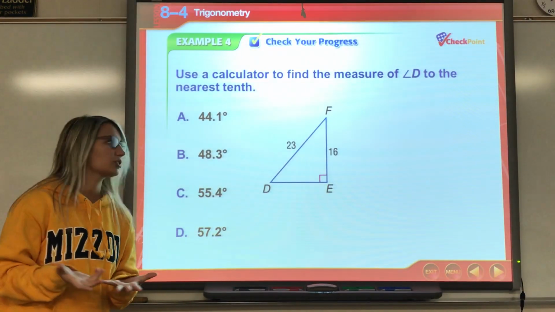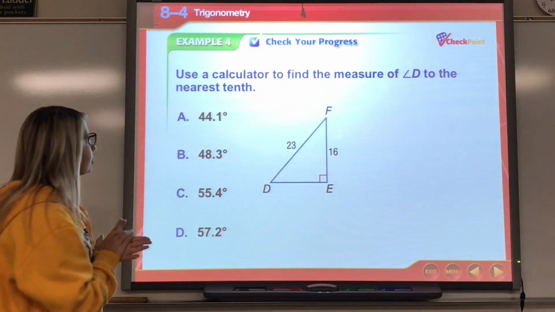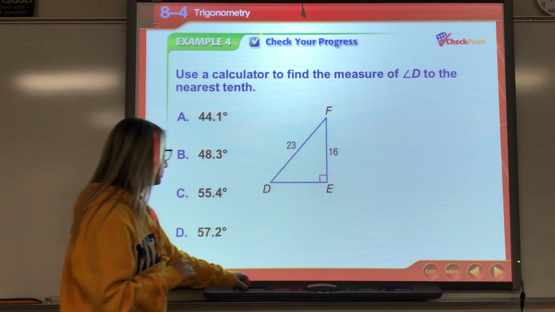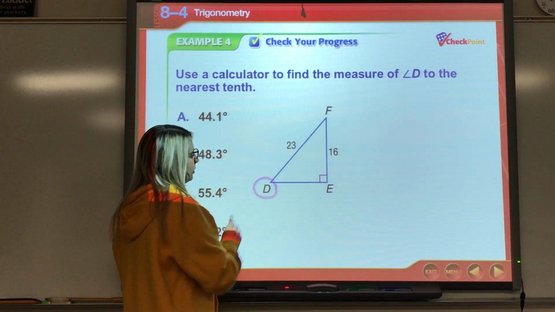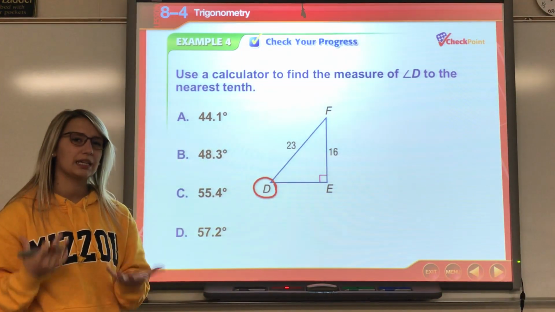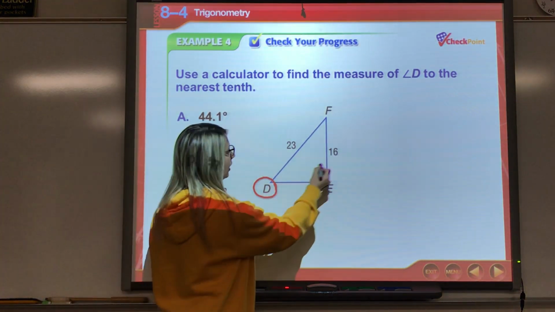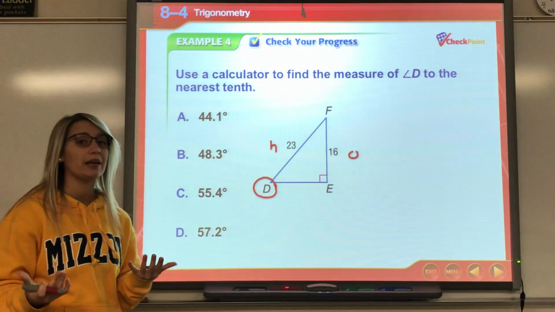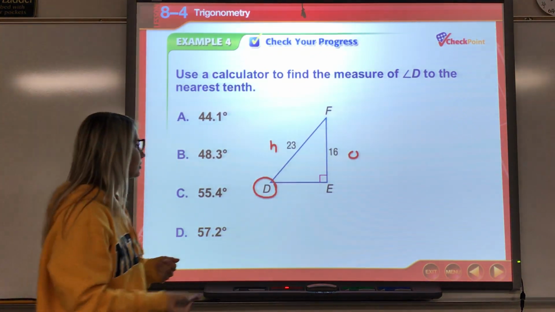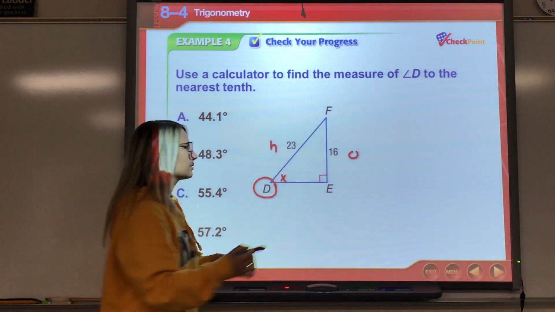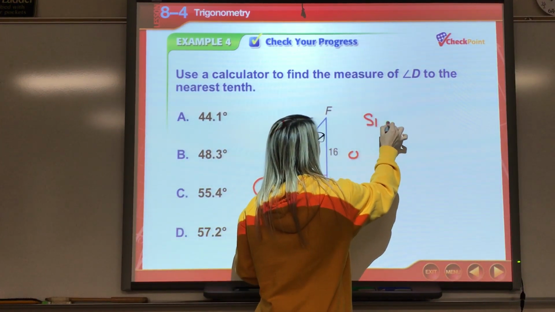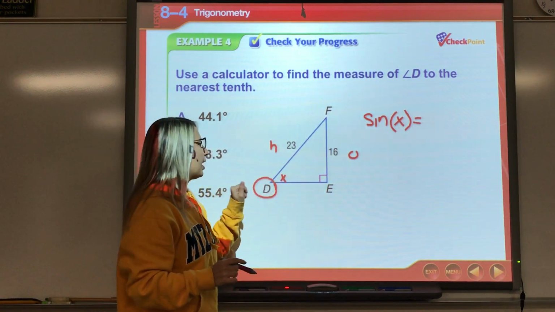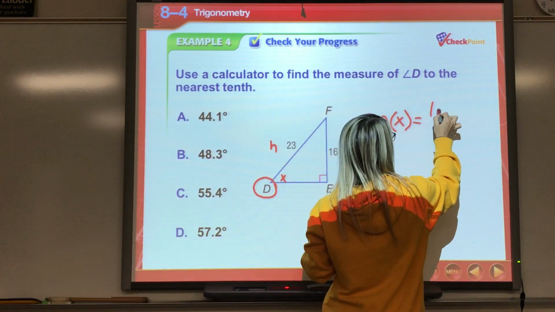Okay, here's one for you guys to try at home. They drew a diagram for you, which is really nice. So we have to use the calculator to find the measure of angle D. So angle D is here. As always, we want to look at what's given to us. It looks like our opposite was given and the hypotenuse was given. So we're going to use the sine, because the sine is the opposite over the hypotenuse. If we call the measure of angle D x, I would say sine of x equals the opposite over the hypotenuse. So we have 16 over 23.